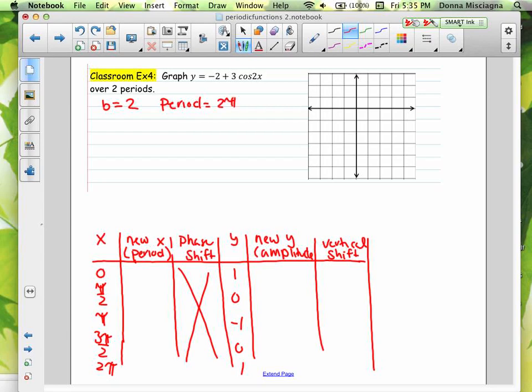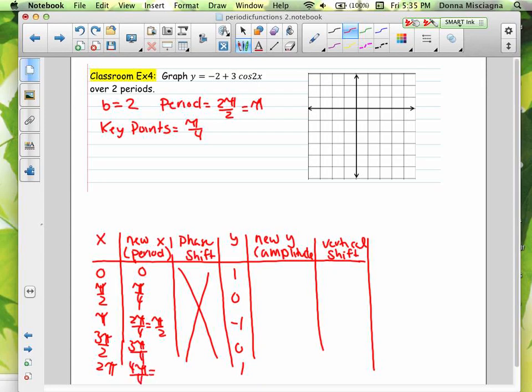is 2 pi divided by 2, or pi, which means my key points occur at pi divided by 4, pi fourths. So we still start at 0 and we count by pi fourths. So 1 pi fourth, 2 pi fourths, which is pi halves, 3 pi fourths, and 4 pi fourths, which is pi. There we go. There's our new x values, and let's find our new y values, and we'll graph that as our base graph. So we do have an amplitude change.